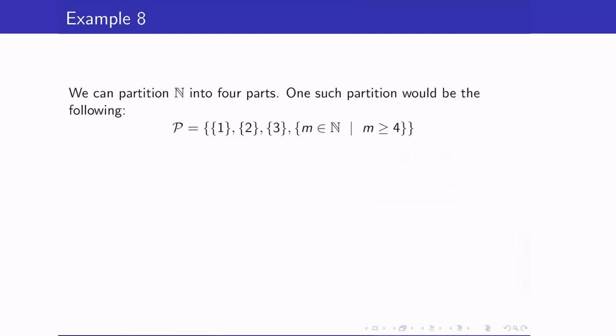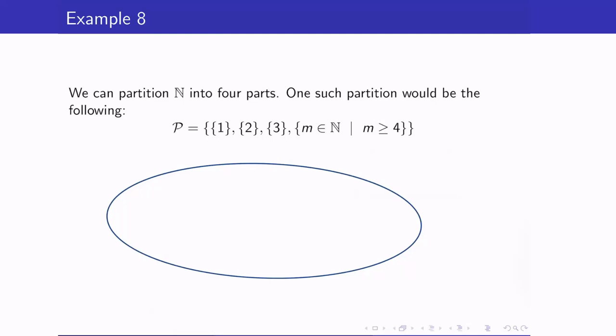So that's why this forms a partition of Z. We can also partition N into four parts. So here we have the set containing 1 only, the set containing 2 only, the set containing 3 only, and this last set, it means the rest of the natural numbers. So we have 4, 5, 6, and so on. So this is a partition of the set of natural numbers.